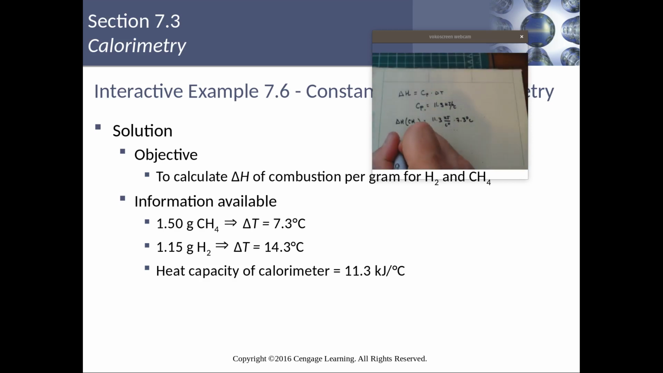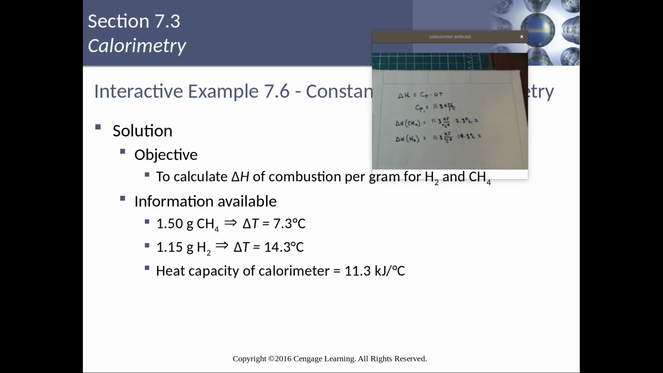And likewise, delta H for the hydrogen is going to be 11.3 kilojoules per degree Celsius times 14.3 degrees Celsius. Okay, so again, I can pull out my calculator and do that easily enough.